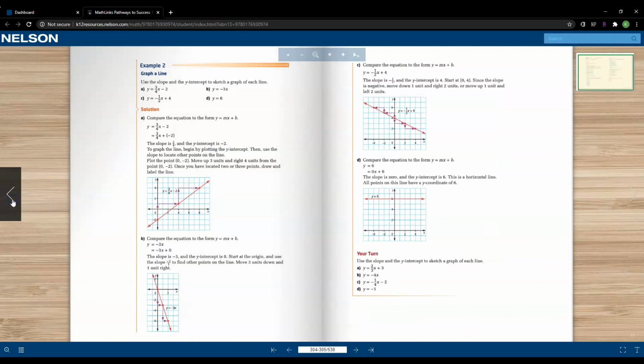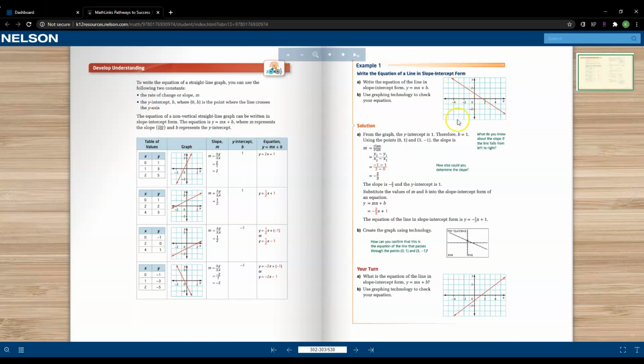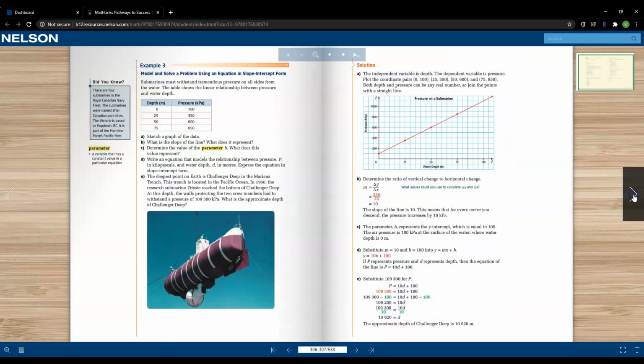So all you really need to know for 6.1 is how to create the graph from slope-intercept form, and also how to get the slope-intercept form from a graph, right? So we looked at that. Okay, thanks, and we'll move on to 6.2.